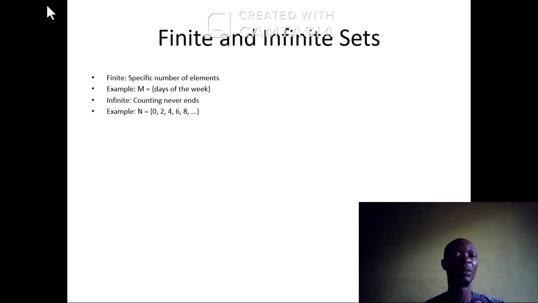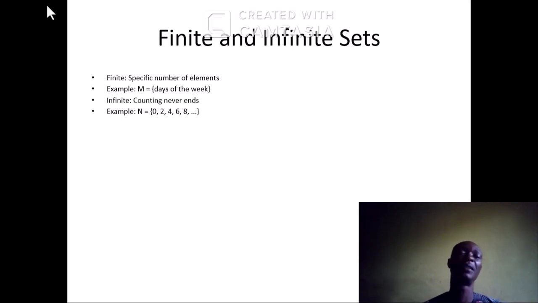Finite sets. Example: M. What does M mean? Days of the week. The set M is the days of the week. I can mention all of them: Monday, Tuesday, Wednesday, Thursday, Friday, Saturday, Sunday. So that is finite. We have a specific number of elements.